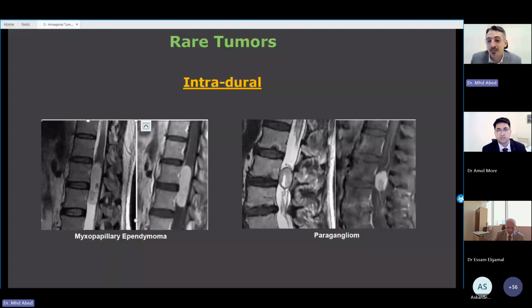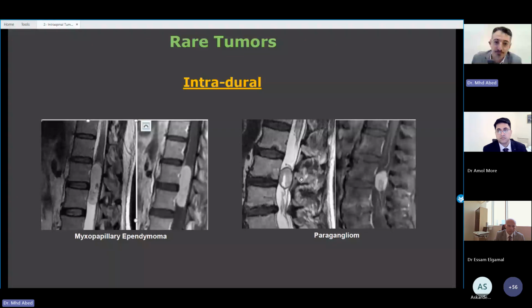And the paraganglioma. The paraganglioma sometimes has this cap sign also, this hemorrhagic component in the surrounding, in the margin of the lesion. So the way to differentiate this one from the ependymoma is very simple. This lesion is intradural. It's not intramedullary like the ependymoma. It is outside the spinal cord itself.